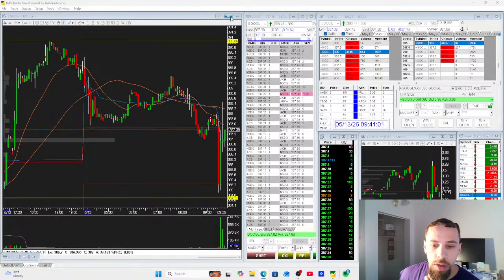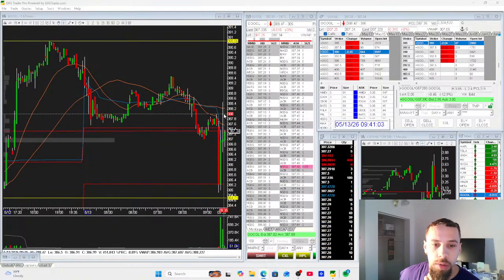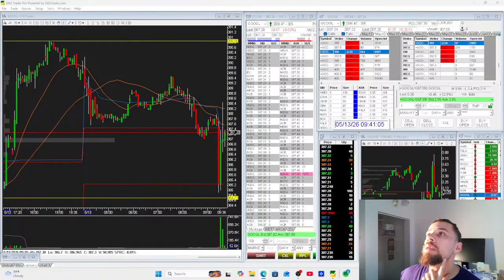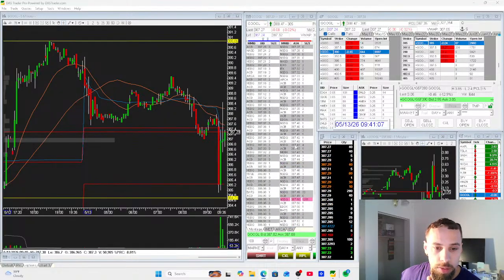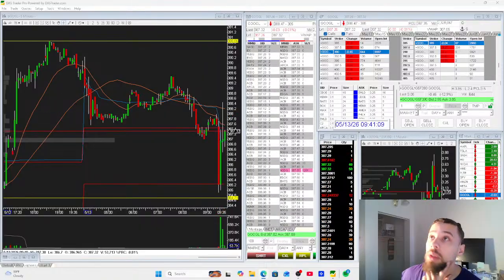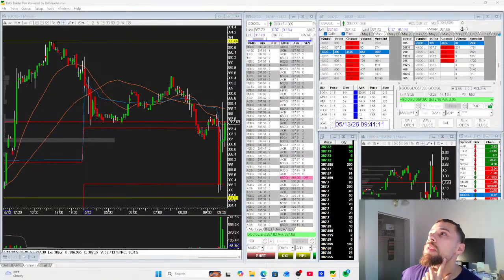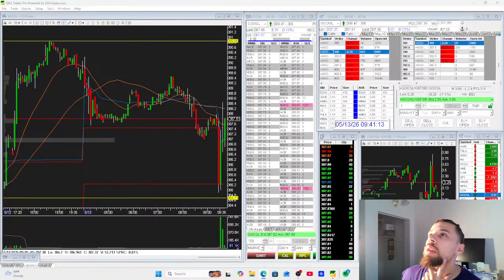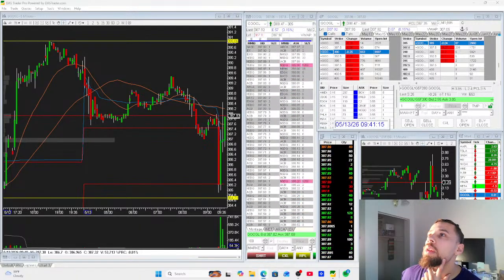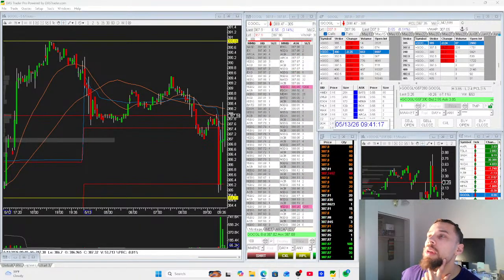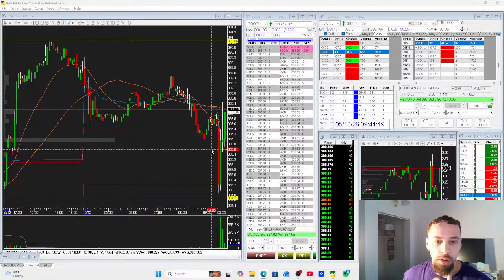Google at 388 has a really big order. 102,000 shares. Let's see if it gets there. There's nothing really else to the top side. Down below 380 has a good area.